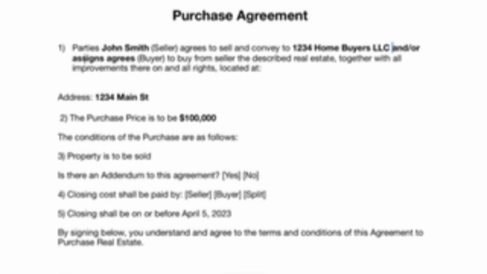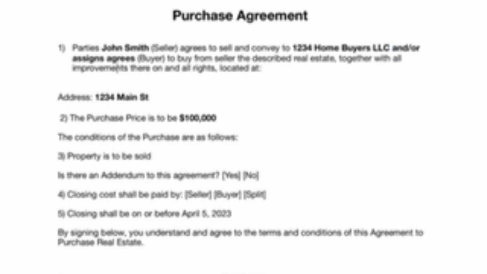it through your entity, 1234 Home Buyers LLC, you want to put "and or assigns" because that means you or someone that you assign it to agrees. And that's very powerful. You can do so many things by adding that simple verbiage to this agreement.